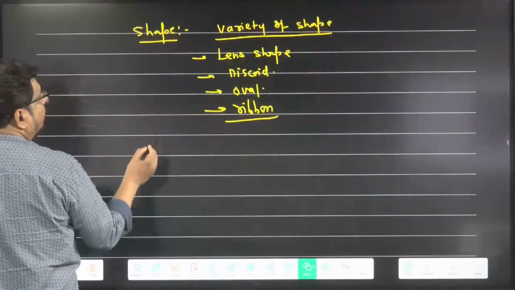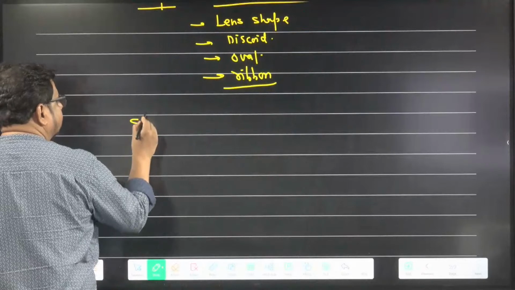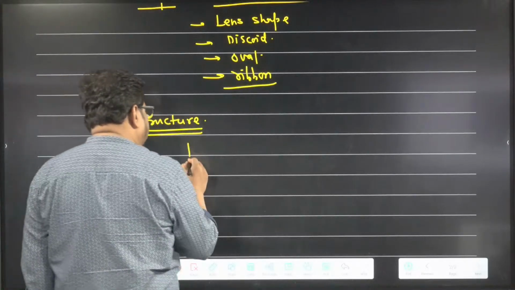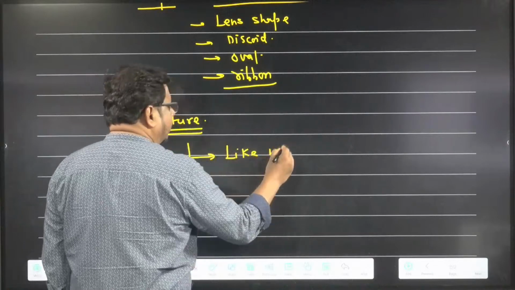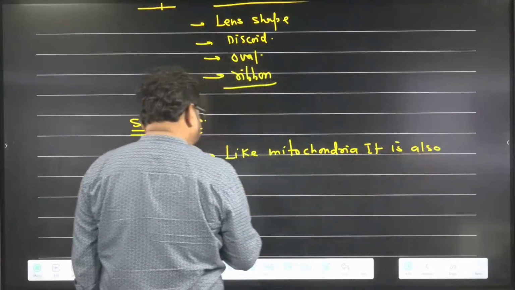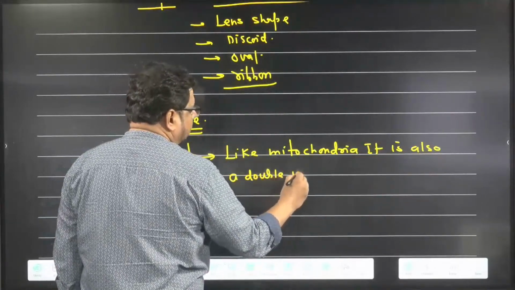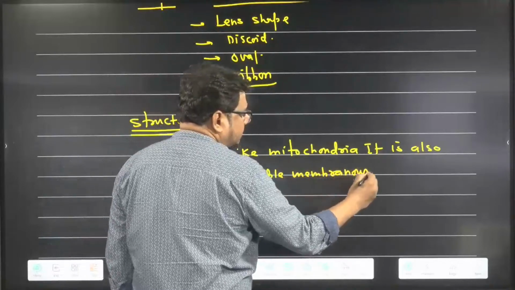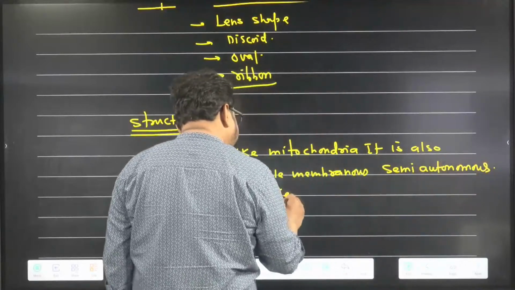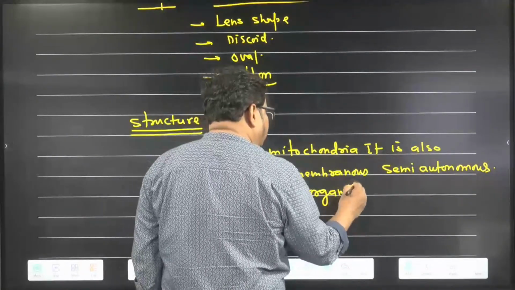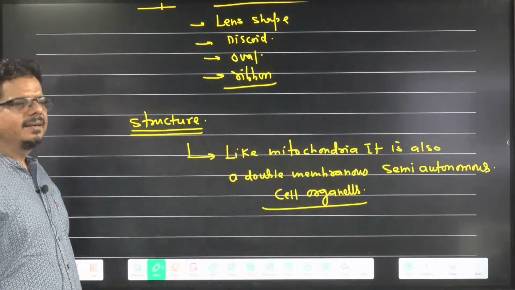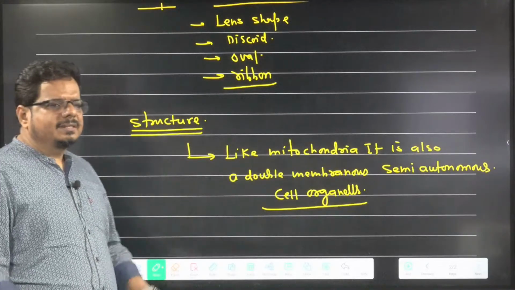Now we are going to talk about the structure of the chloroplast. Before drawing the structure, I just want to write one more line. Like mitochondria, it is also a double membranous semi-autonomous cell organelle. The reason is the same. Why semi-autonomous? I told you in mitochondria, because it has protein synthesis machinery. Here also that protein synthesis machinery is there. DNA is there, RNA is there, 70S ribosome is there, protein synthesizing enzymes are there.